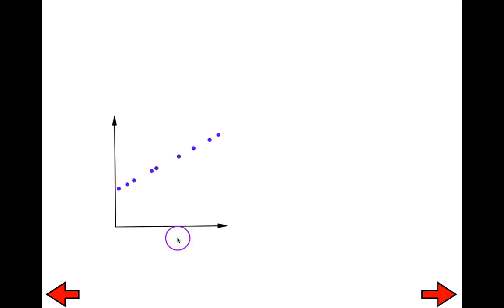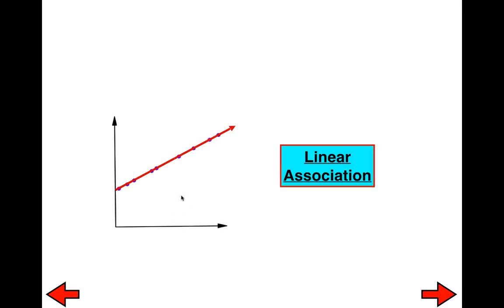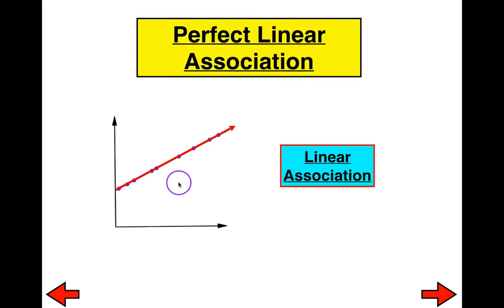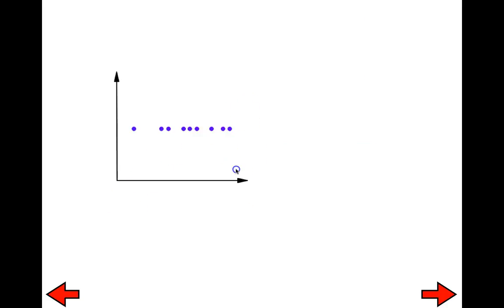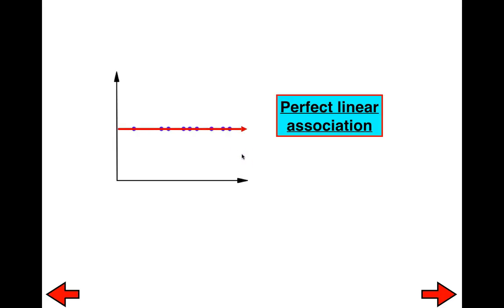But look at this one. For this particular scatter plot, I'm going to notice it's definitely linear, but in fact, it's a perfect linear association because they connect to make a straight line. All points are touching the line. This one is a perfect linear association as well.